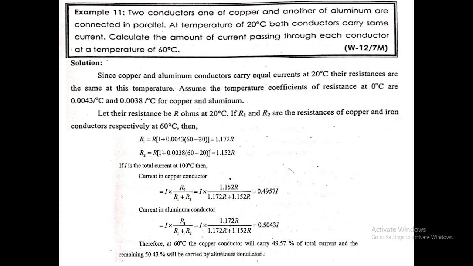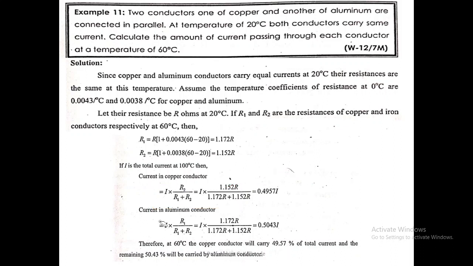If I is the total amount of current, then the current in the copper conductor will be given as I into R2 upon R1 plus R2, since R1 and R2 are in parallel. This is done by using the current division rule. This formula will be used for the current division rule. We put the values in by using the current division rule, and then we can easily insert them.